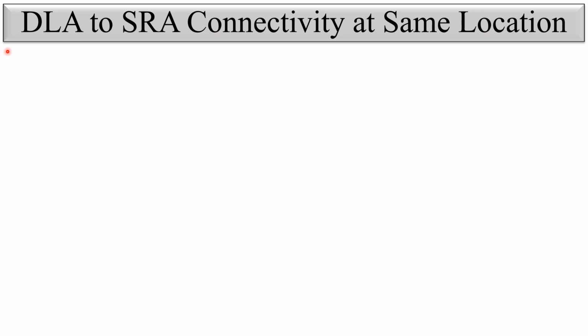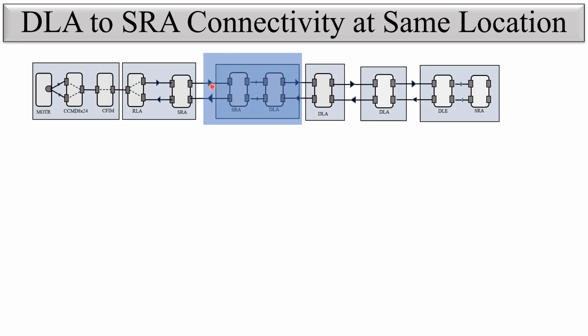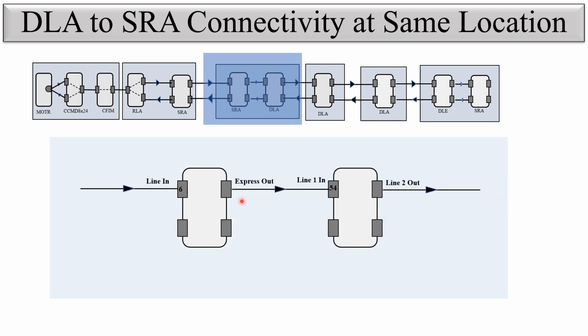So you can see DLA to SRA connectivity at the same location. This is the SRA card, this is the DLA card. Let's see. You can see here line in is coming to 6, express out is out from port number 3 and going to line 1 in, port number 54, and 63 and 64 are associated with line number 2. So 63 is the output. You can see here line 2 in is coming in 64, and 53 line 1 out is going to port number 4, express in of the SRA card, and port number 5 is line out.